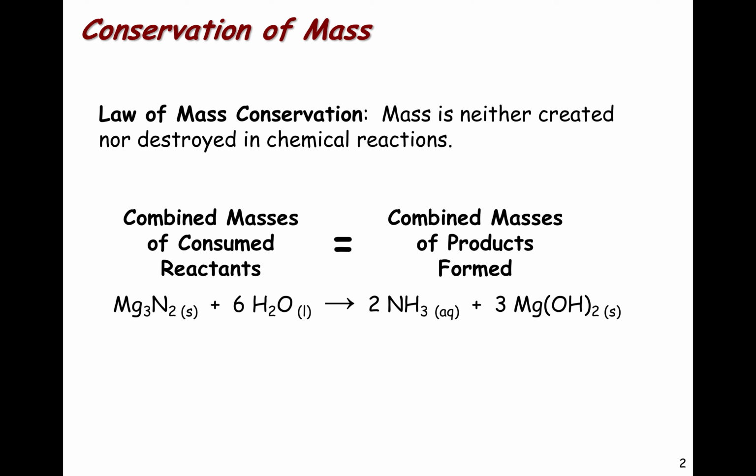If I combine the 2 reactants with a known mass of each of those reactants, and if I do this in exactly the right ratio, then I should get exactly that same amount of mass of products formed. And that would obey the law of conservation of mass.